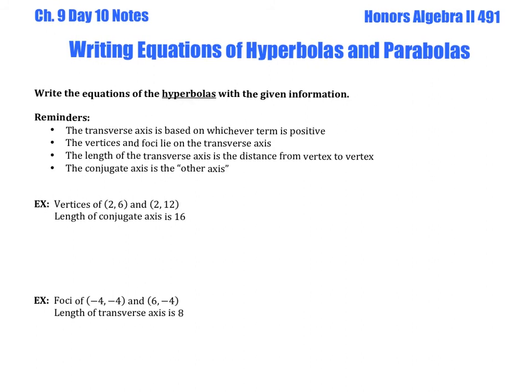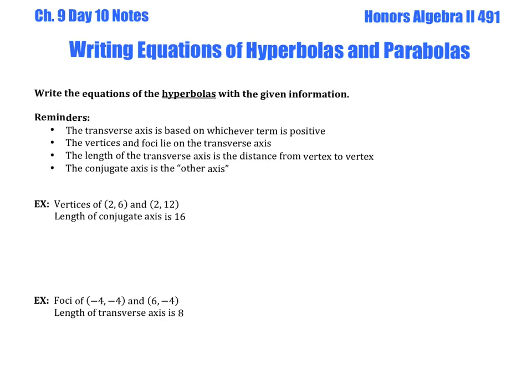Okay, welcome to part 2 of the video. We're now going to write equations of the hyperbolas with the given information. A couple things to remember. The transverse axis is based on whichever is positive. The vertices and foci lie on that transverse axis. The length of the transverse axis is the distance from vertex to vertex. The conjugate axis is just the other one.